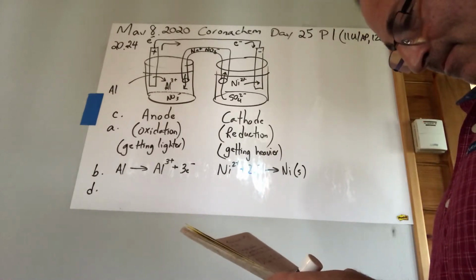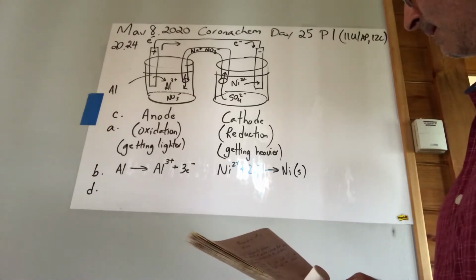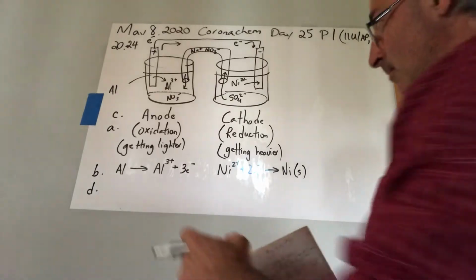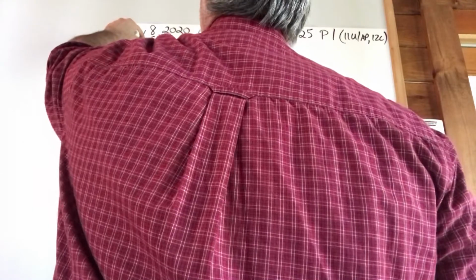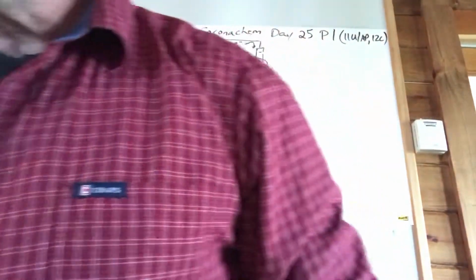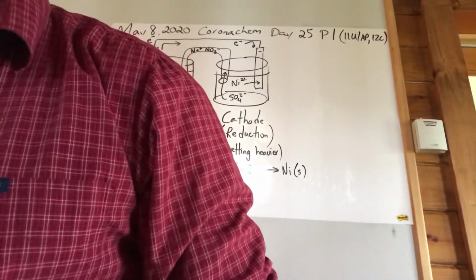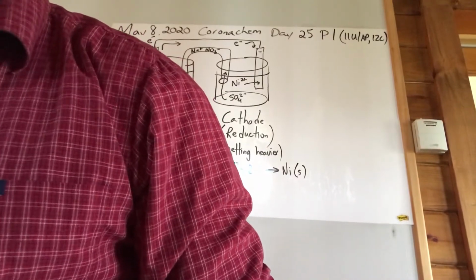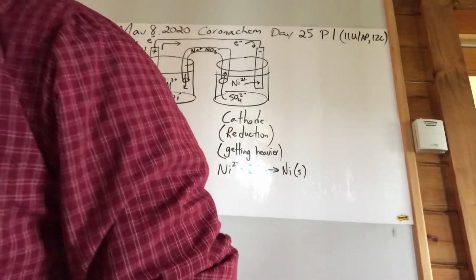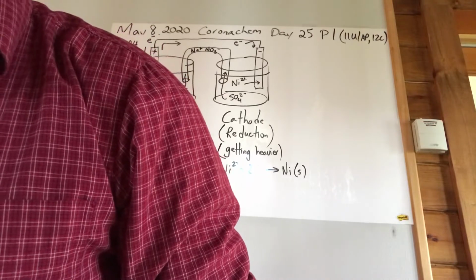D. That's done here. Okay, and then E. Do electrons flow from the aluminum electrode to the nickel electrode or from the nickel to the aluminum? They go from the aluminum to the nickel.